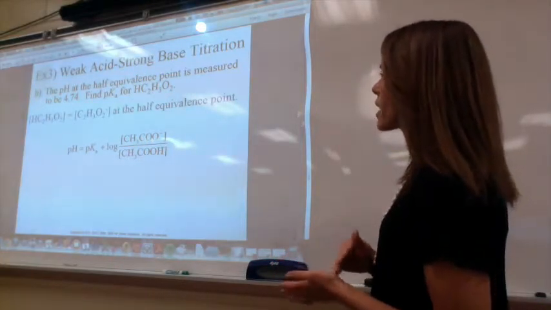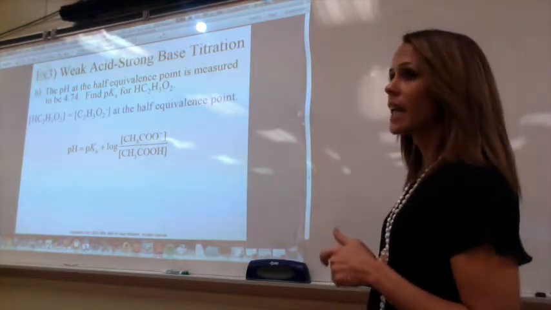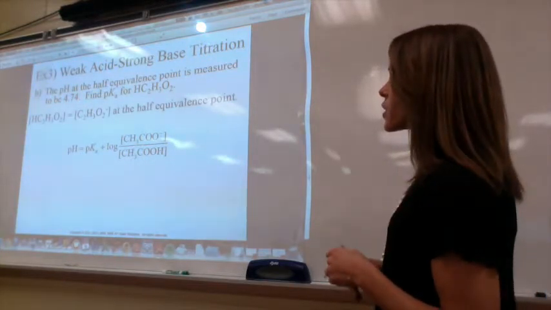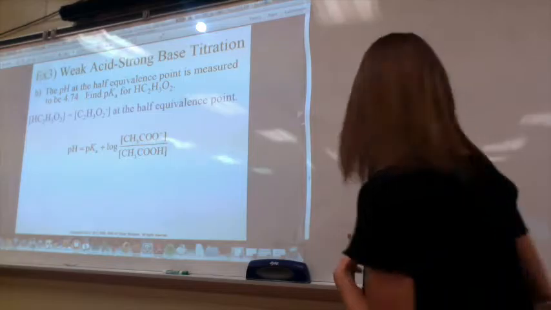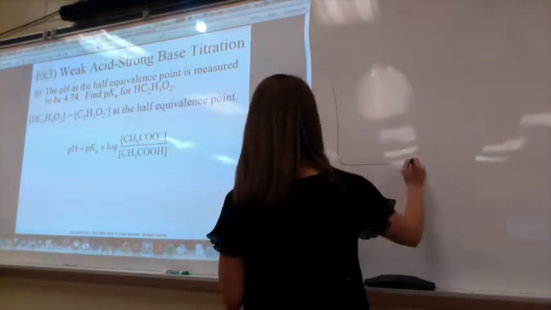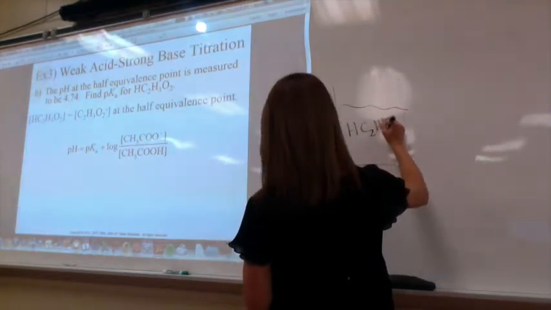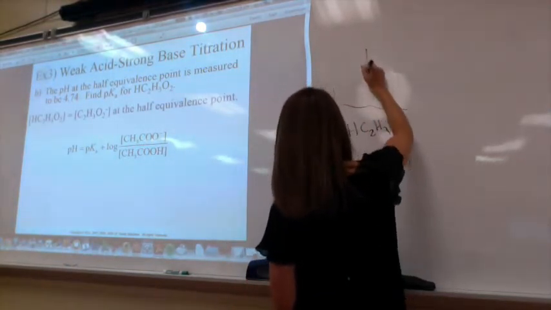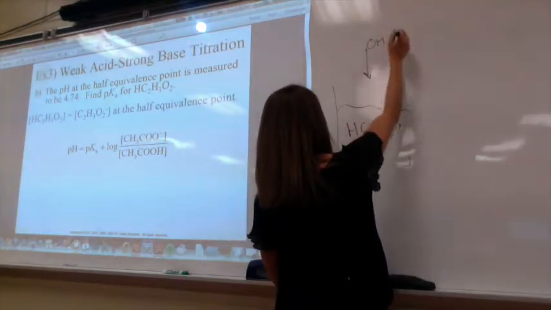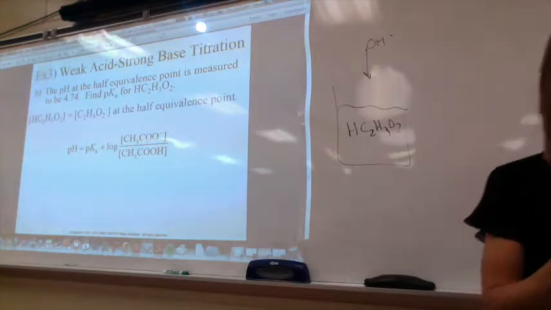I'm sorry, the pH at the half equivalence point is measured to be 4.74. Find the pKa. All right, so at the half equivalence point, if we evaluate what's in our beaker, we had floating in there originally the weak acid. And then we titrated it with a strong base. So I'm going to write out the reaction for you so that you can see what's happening.